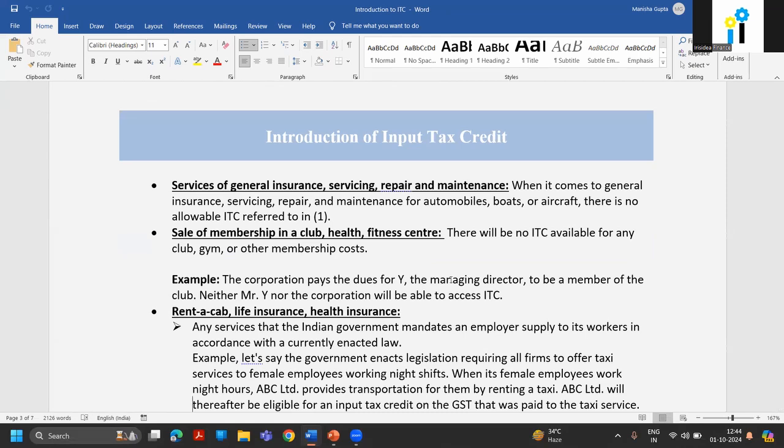When it comes to general insurance, servicing, repairing and maintenance of automobile, boat, aircraft, then no ITC is allowed to be claimed. Sales of membership of a club, health or fitness center: there will be no ITC available for club, gym or other membership cost.